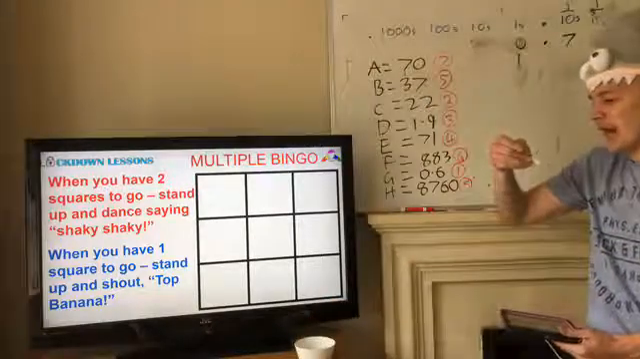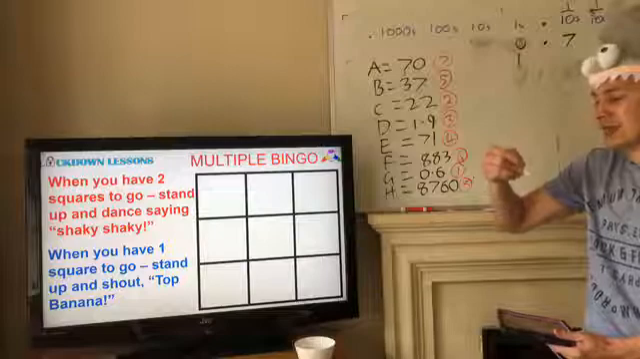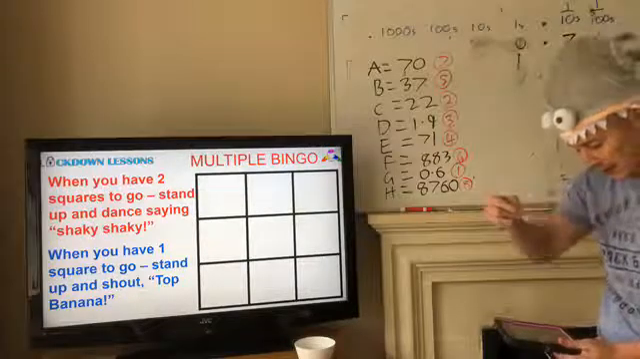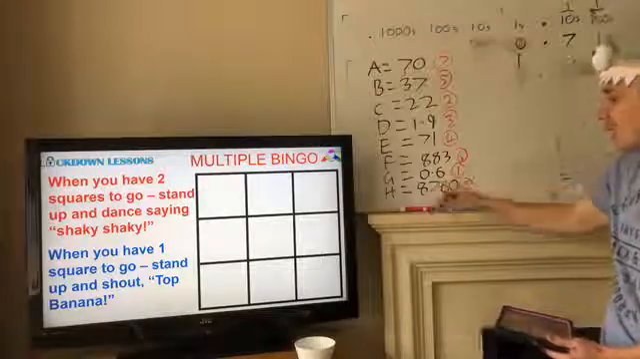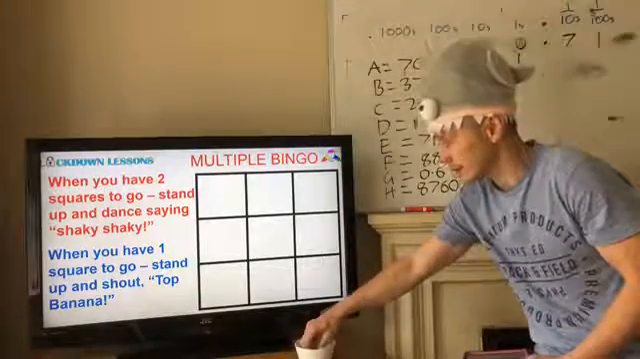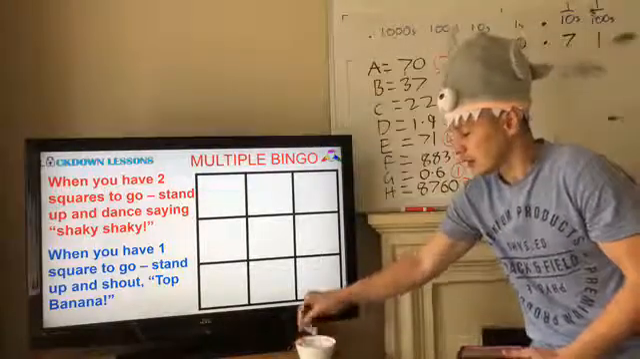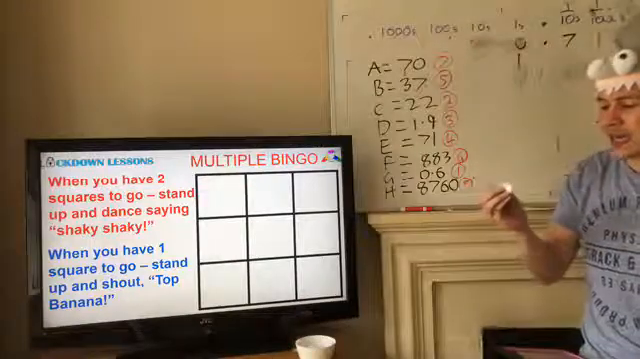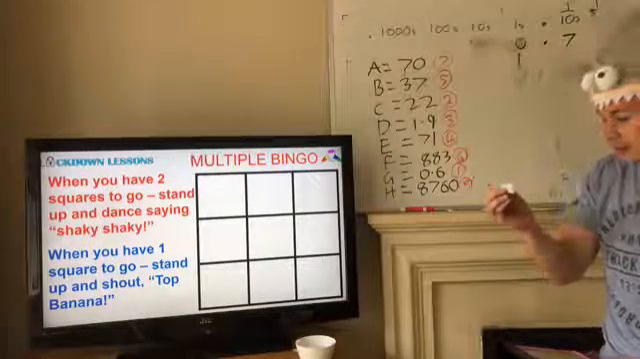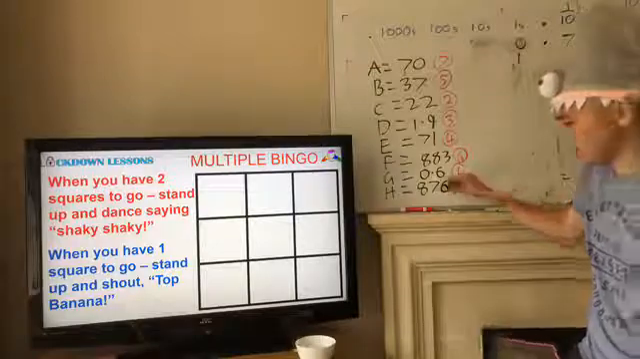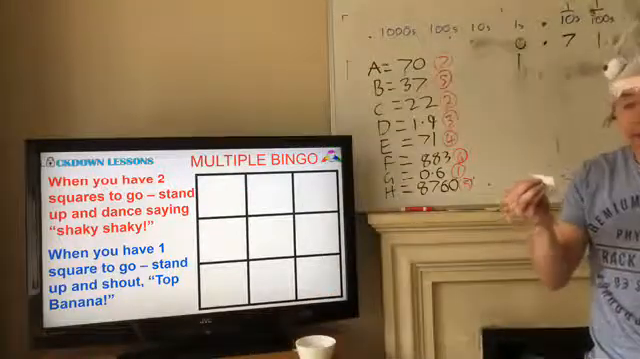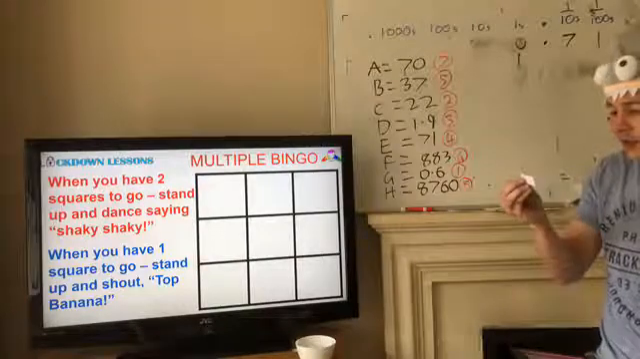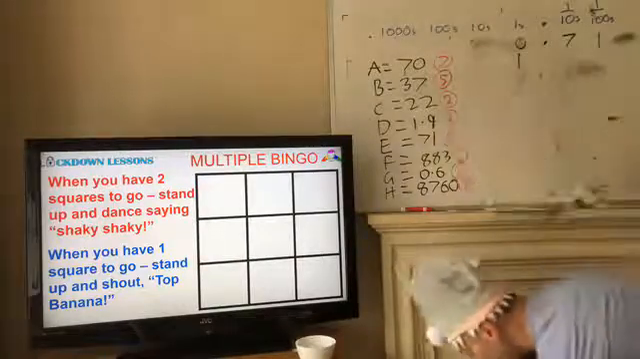Next one we have 8 times 6. We have a square number next. We have 7 times 9. And now we've got 4 times 7.